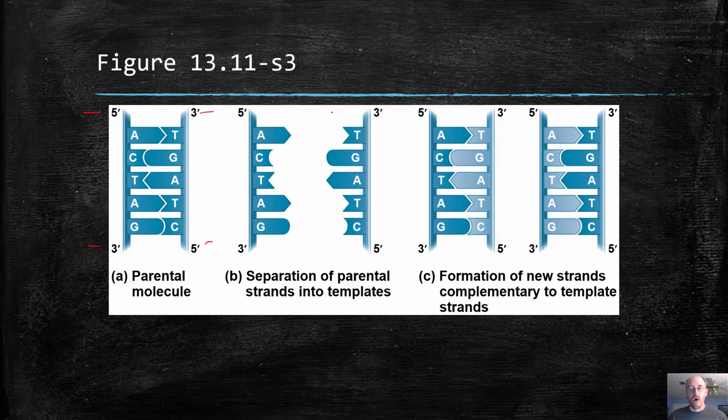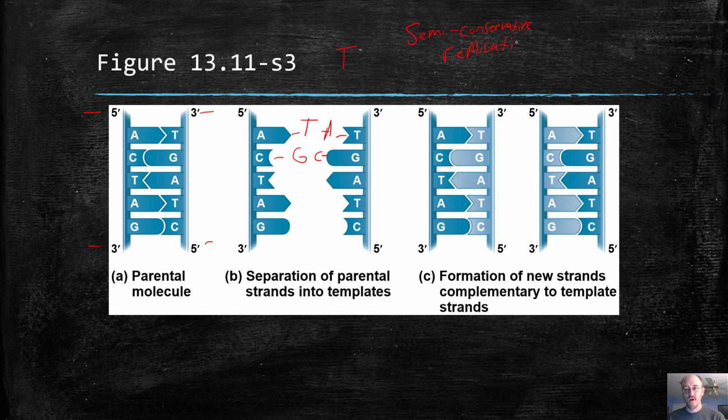Then raw materials are brought in. So for example, if you had a nucleotide T, it would naturally pair to A. And if you had a G, it would naturally pair to this. And if you had an A, it would naturally pair here. And if you had a C, it would pair there, right? So you can build a new strand of DNA using the old strand as a template. And this is known as semi-conservative replication.